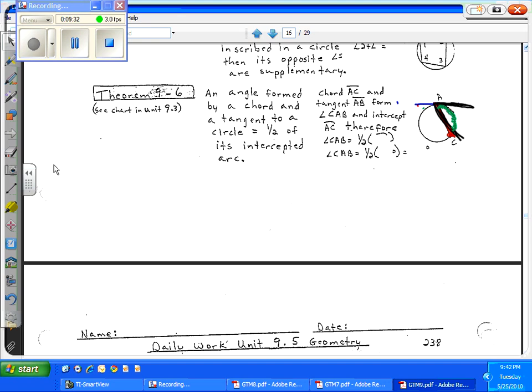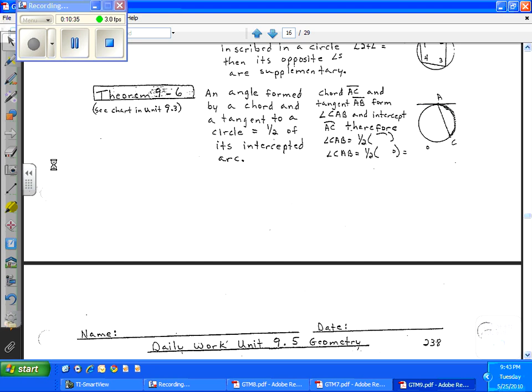Now, it says here that arc CAB, so I must have lost a letter here in the copy machine, is equal to half of arc AC. So CAB is half of 160, which means that this arc must have been labeled as 160 degrees. Therefore, that angle is 80 degrees, half of that. If you go back to the chart, remember, if the vertex is the center, it's equal to the measure of the intercepted arc. If the vertex is on the circle, whether it's inscribed or formed by a chord and a tangent, it's half the measure of the intercepted arc. Okay?